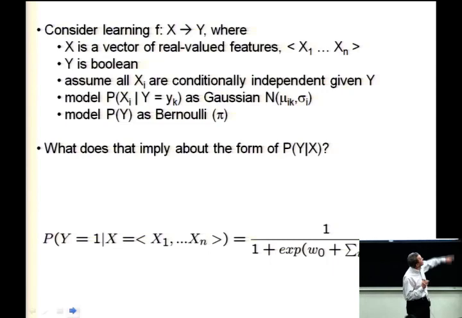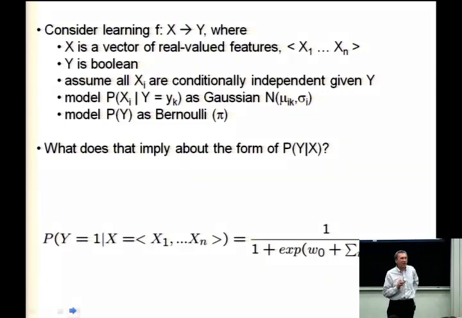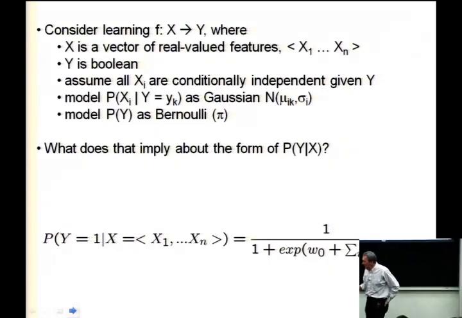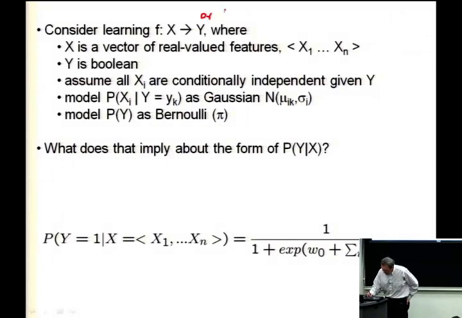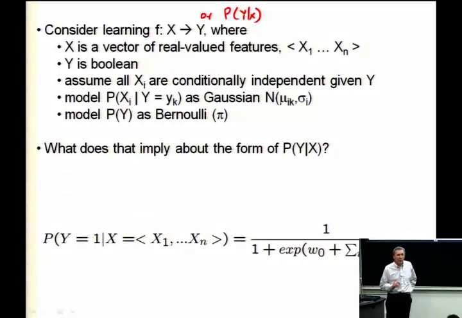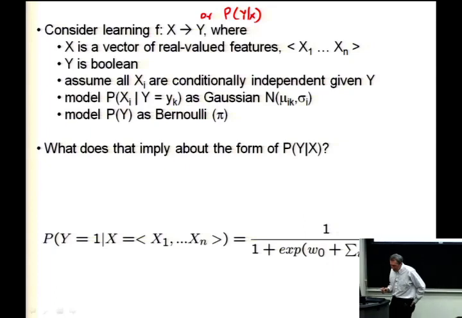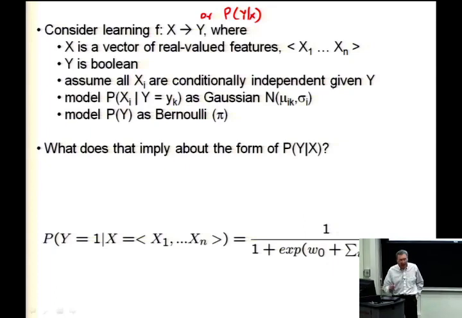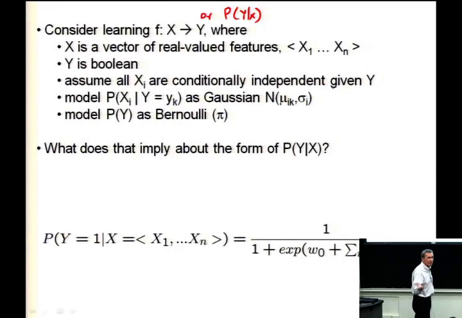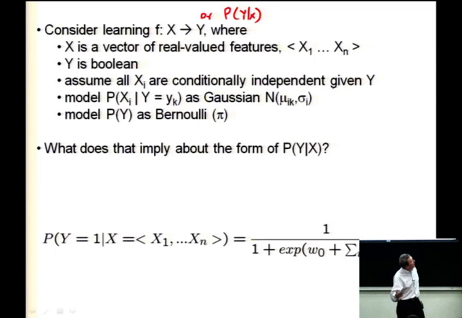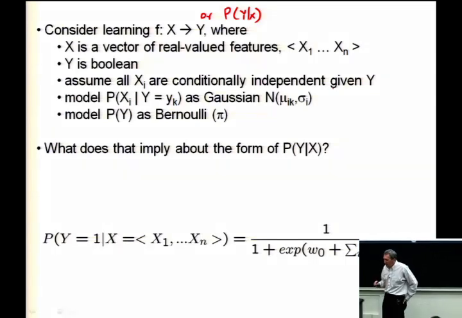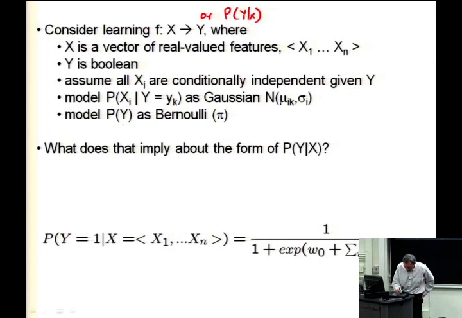So to be a little bit more precise, we're interested in learning a function from x to y, or equivalently p of y given x. X is a vector of real valued features, so we'll go with a Gaussian naive Bayes kind of formulation. Y is Boolean. We'll assume all the xi are conditionally independent given y, and we'll make the Gaussian naive Bayes assumption, and assume y is Boolean, Bernoulli, therefore.